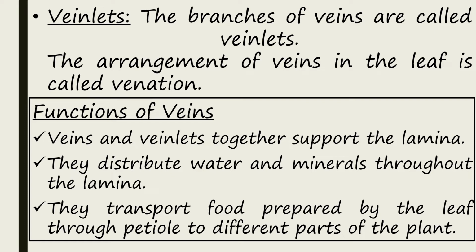The arrangement of veins in the leaf is called venation. Functions of veins. Veins and veinlets together support the lamina. They distribute water and minerals throughout the lamina. They transport food prepared by the leaf through petiole to different parts of the plant.